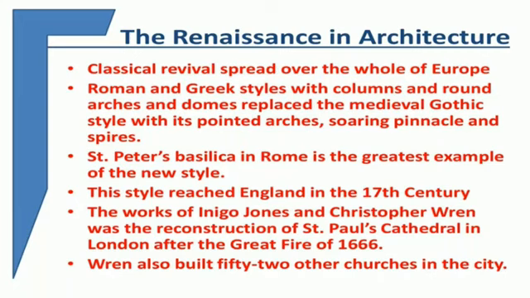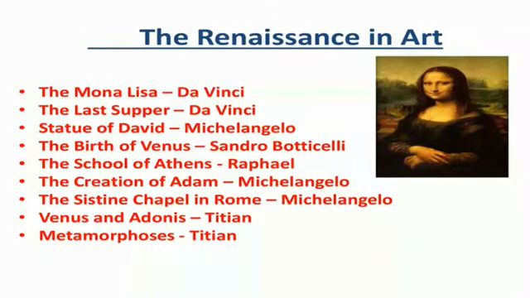This style reached England in the 17th century. The works of Inigo Jones and Christopher Wren included the reconstruction of St. Paul's Cathedral in London after the Great Fire of 1666. Wren also built 52 other churches in the city.